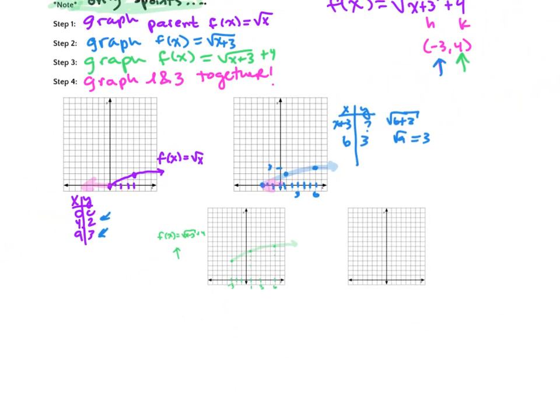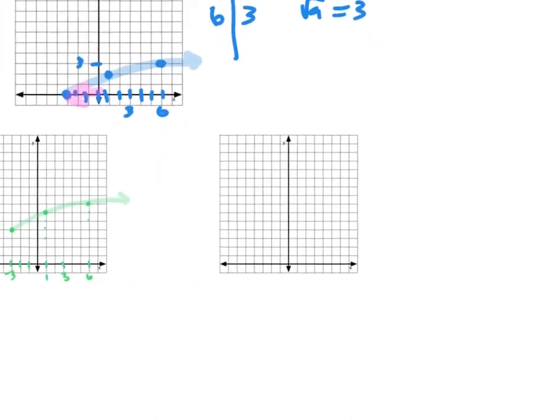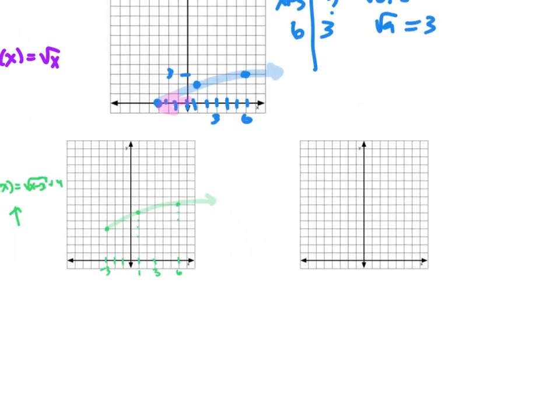So step 4 says just graph them together. So I'm going to go back. I'll leave the green one. So I'm going to graph f of x equals square root of x. 0, 1, 2, 3, 4 was 2. So here's my parent.